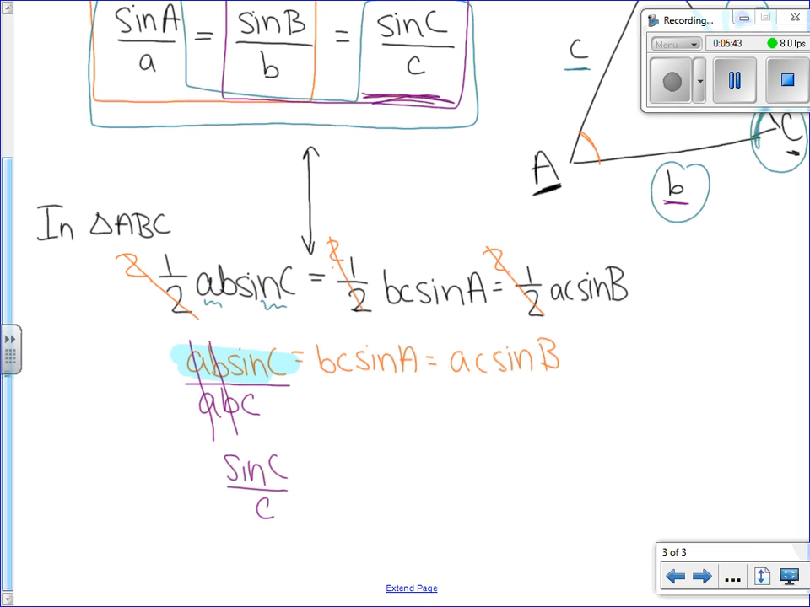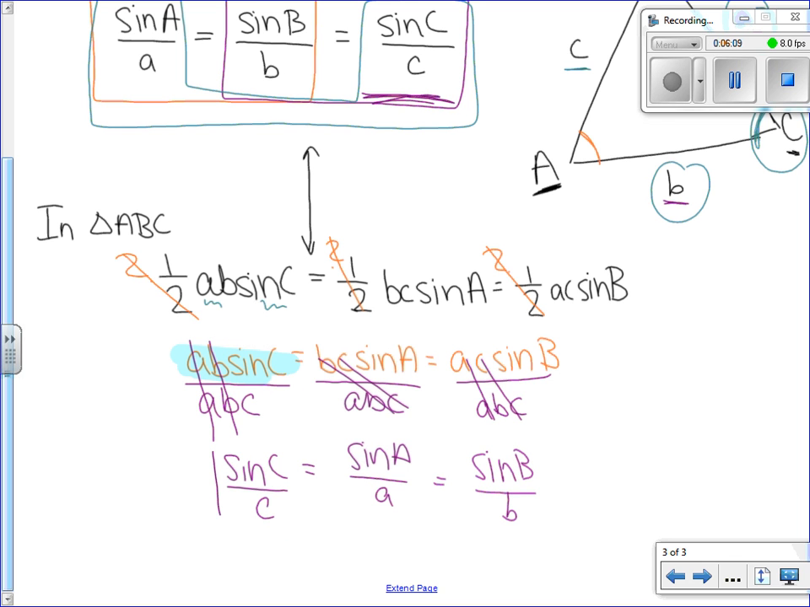Okay? But since I divided that by ABC, I have to divide everything by ABC, because this is an equation, and I have to do the same thing everywhere. But that's great, because here the B's and the C's cancel, and I'm left with sine A over A. And here the A's and the C's cancel, and I'm left with sine B over B. And boom, baby, there is the law of sines.